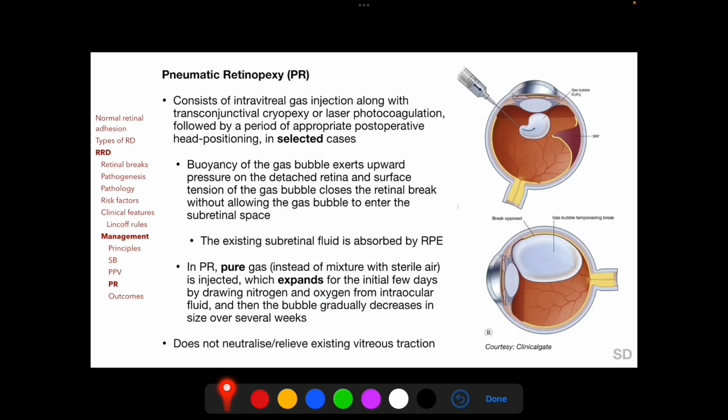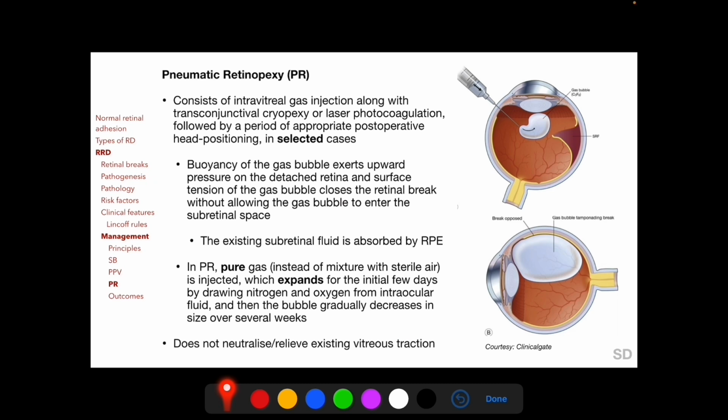Pneumatic retinopexy, or PR, is a much less invasive surgical procedure which consists of intravitreal injection of pure gas along with transconjunctival cryopexy or laser photocoagulation, followed by a period of appropriate post-operative head positioning, but only in selected cases. Buoyancy of the gas bubble exerts upward pressure on the detached retina, and surface tension of the gas bubble closes the retinal break without allowing the gas bubble to enter the subretinal space through the retinal break.